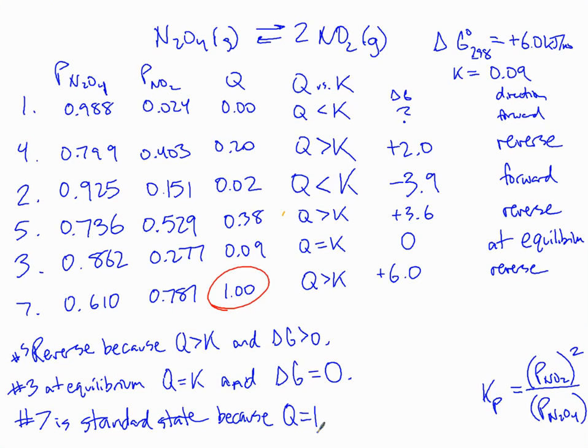Is this a forward reaction or reverse reaction? And we have it here. It's the reverse. We know it's the reverse at a standard state because Q is greater than K and delta G is positive. At a standard state, this reaction is thermodynamically unfavorable. Any questions on those?